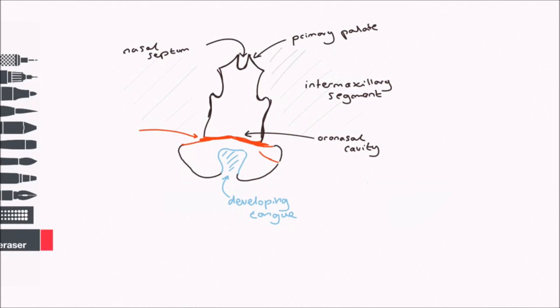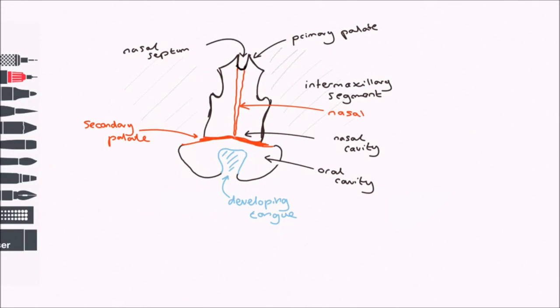The palatal shelves elevate very rapidly over minutes or hours, as a matrix of hyaluronic acid accumulates within them. So to recap, the primary palate forms the top and lateral walls of the nasal cavity, and the secondary palate forms the roof of the mouth, separating the oral cavity from the nasal cavity. The nasal septum grows inferiorly from the primary palate to fuse with the secondary palate, dividing the space of the nasal cavity in two.